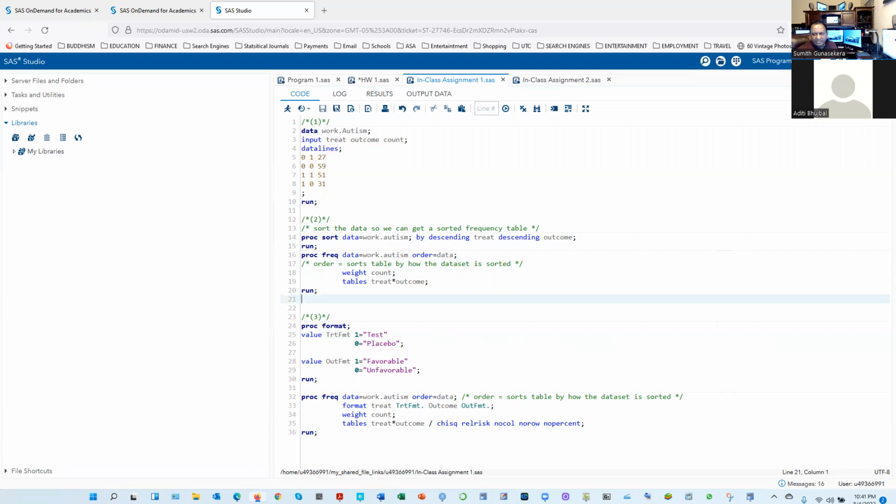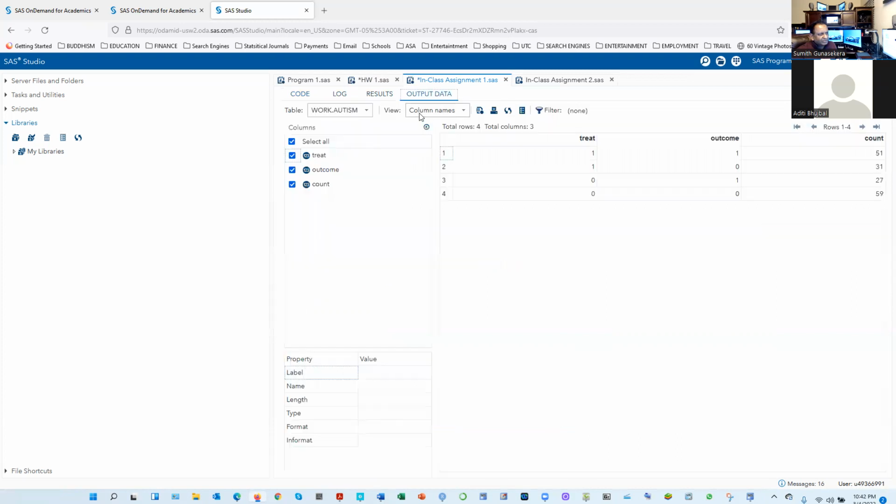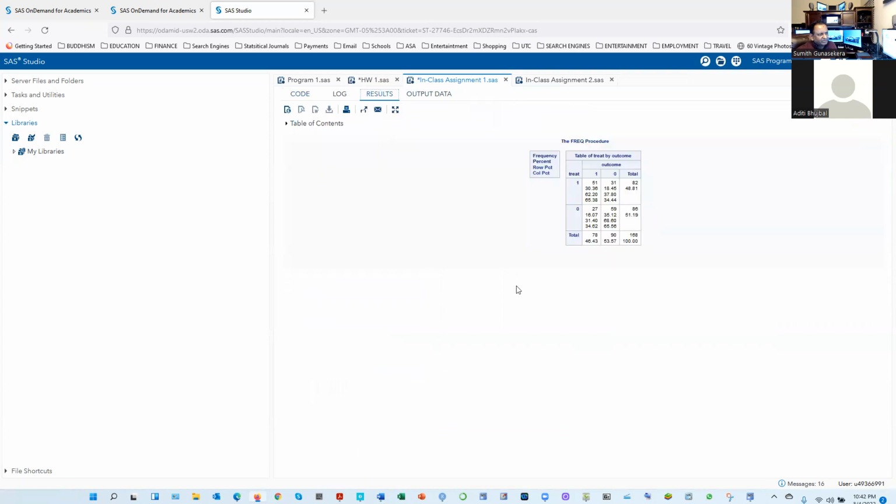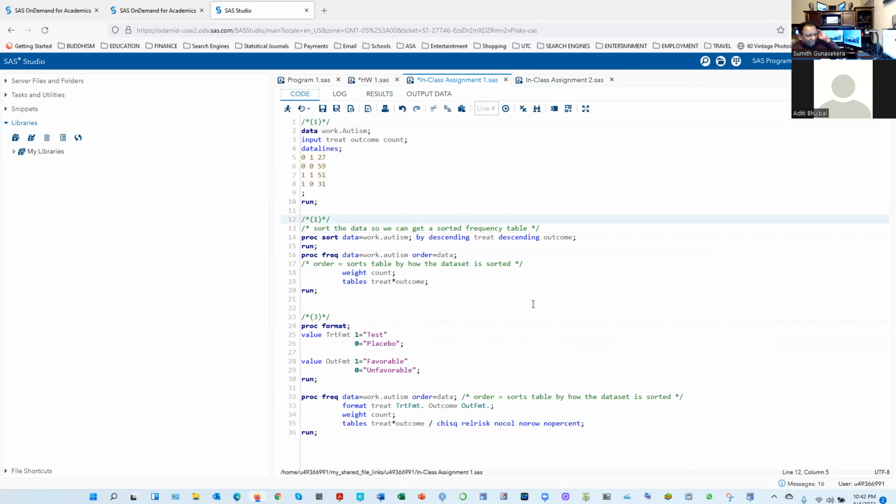And test whether the new medication is effective. How are you going to test? This is number 1. How do you test whether the new medication is effective or not? What are you going to do? Put the data, so results. Whether the new medication is effective or not, what do you get?